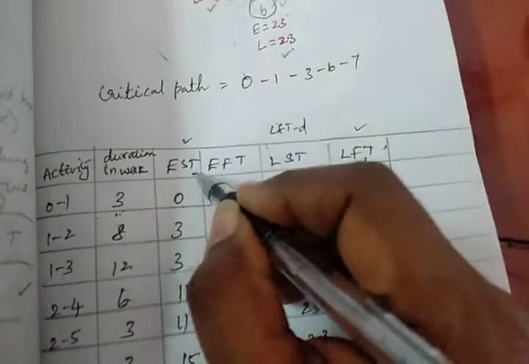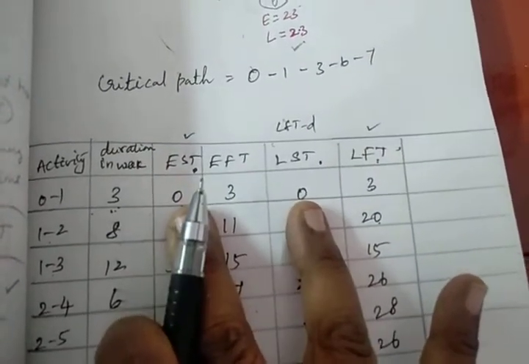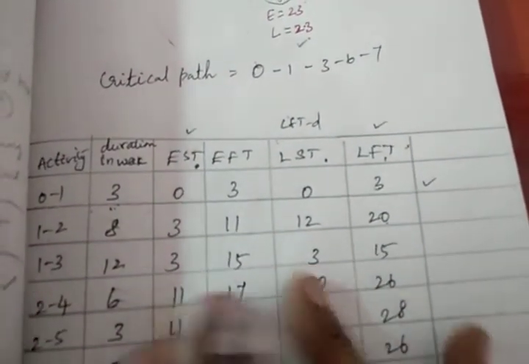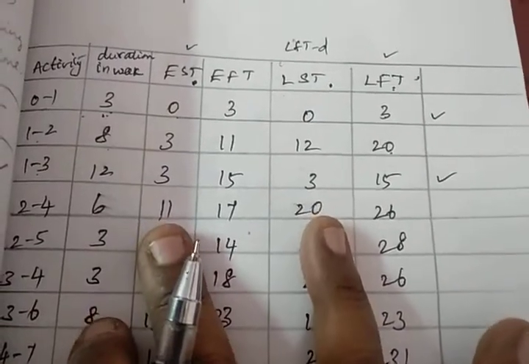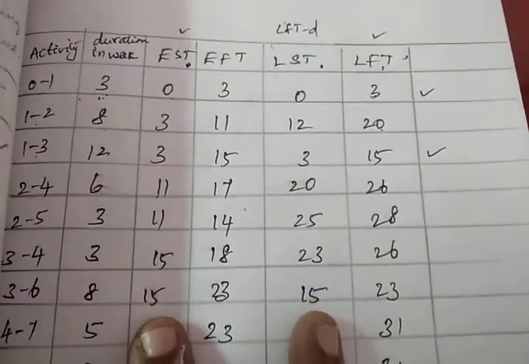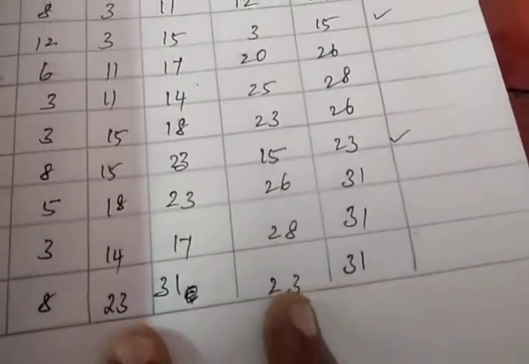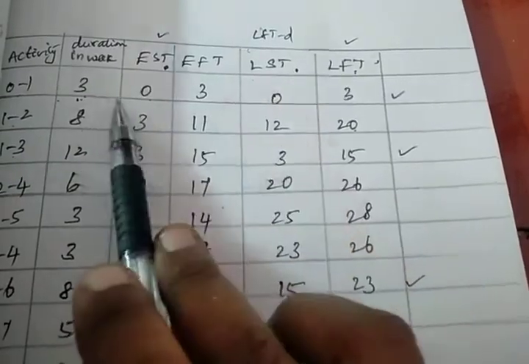Now we have to note EST and LST wherever the value appears the same. So here both the values appear same. So put a tick in that column, and here also it appears the same. We have to find out the project finishing time, is it not? For that only we are going to do this. And here 15 and 15 you have to put a tick, and the last column it is 23. So I have put tick mark wherever the earliest starting time and the latest starting time are equal.